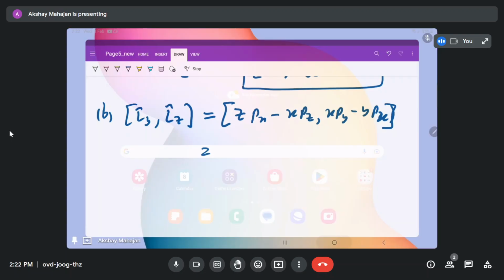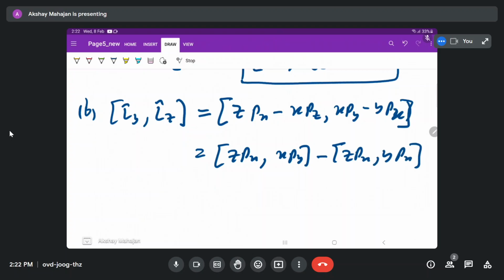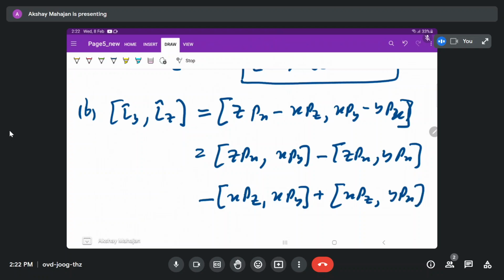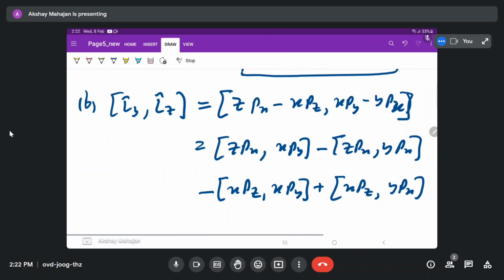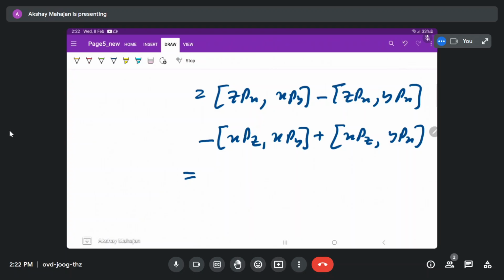Alright, and this we know, this can open as [Z px, x py] minus [Z px, y px] minus [x pz, x py] plus [x pz, y px]. Right? z px x py minus z px y px minus x pz x py plus x pz y px. Okay. So what we will have here, again we will just see which commutation will survive.